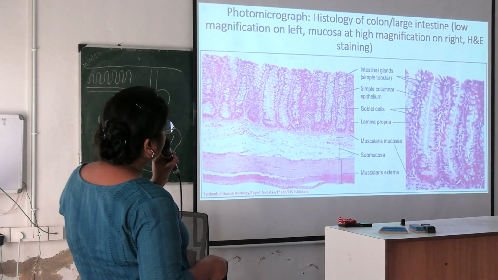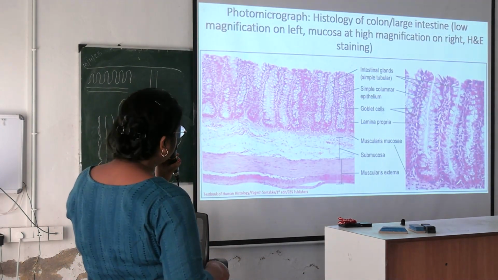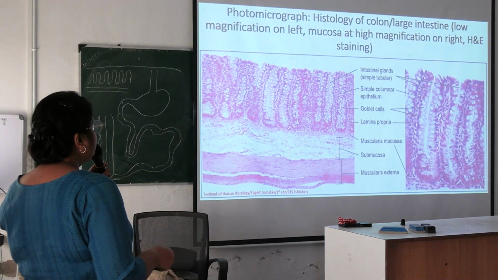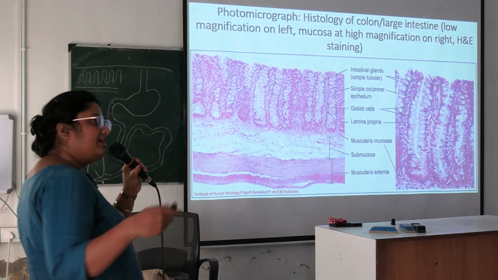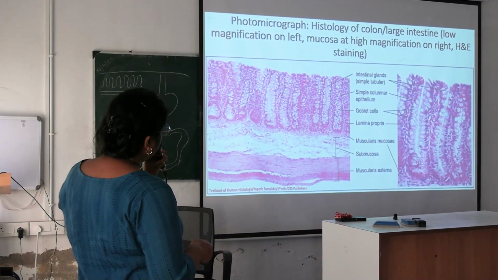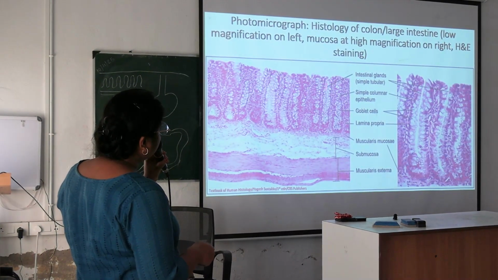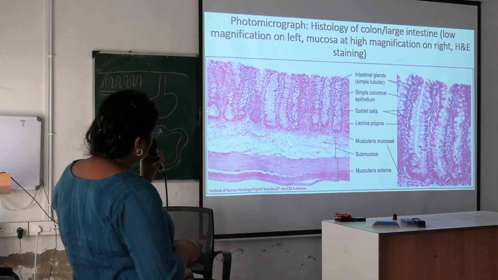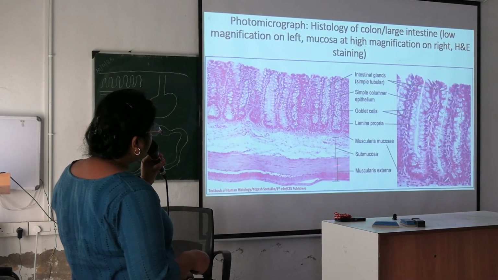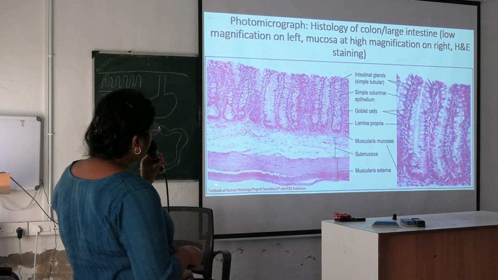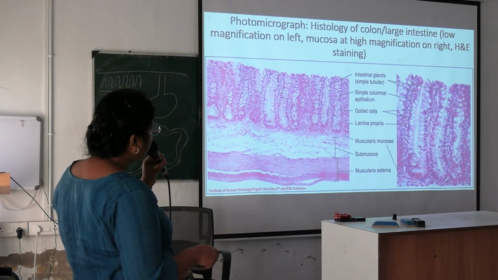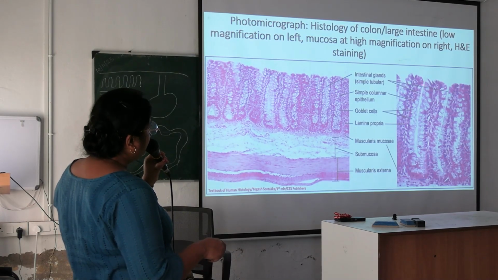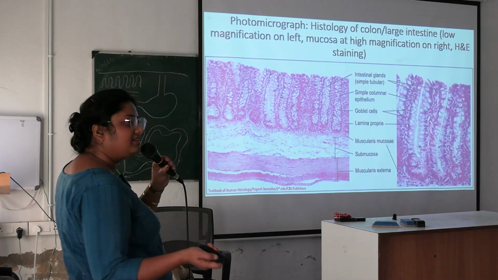See here, like this it will look under the low power microscope, and this is the high power microscope. Okay. These are simple tubular glands embedded within the lamina propria, and the epithelium is simple columnar epithelium with goblet cells. Okay. Here is the muscularis mucosa. This is the submucosa, muscle layer, inner circular, outer longitudinal layer. Okay, this is an enlarged view of the mucosa only. These empty looking cells are the goblet cells. Okay, understood?